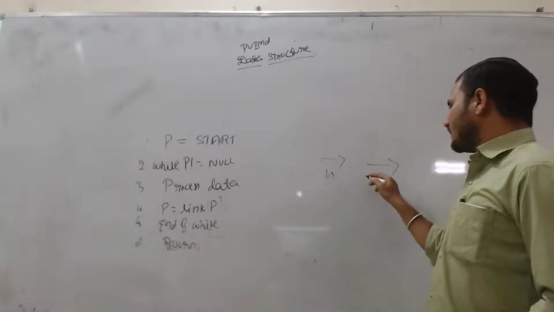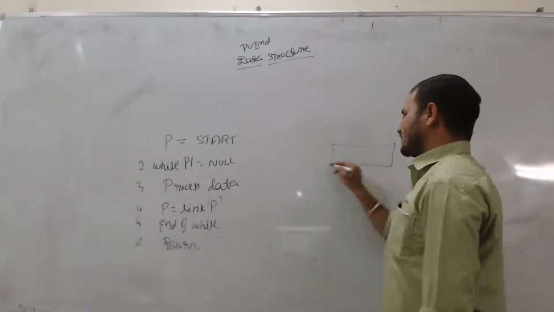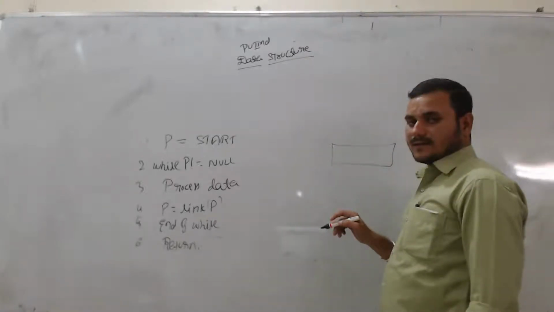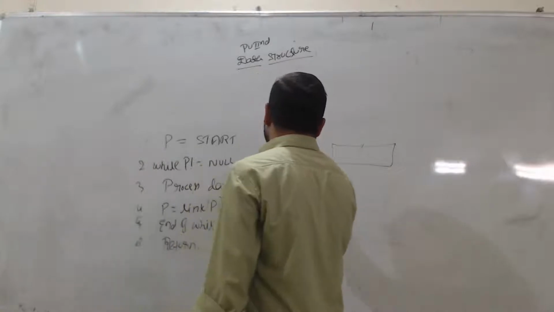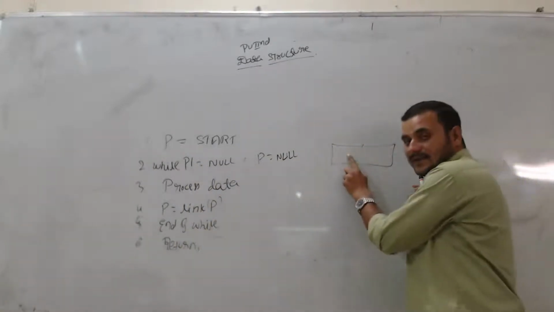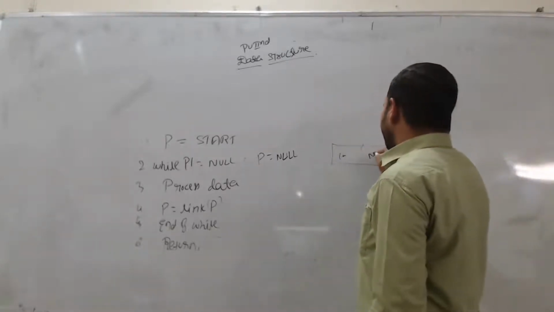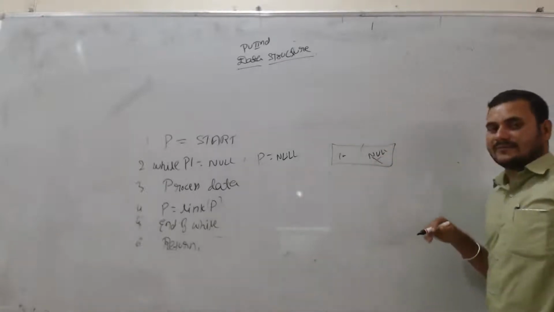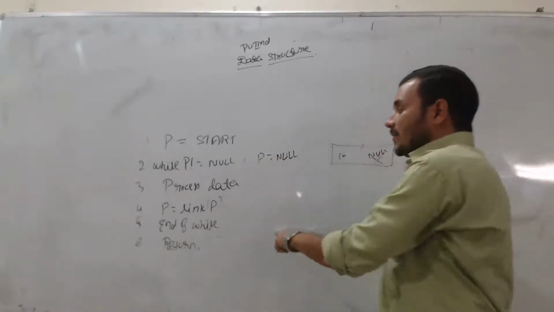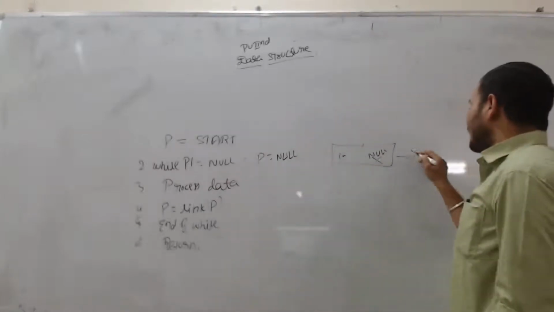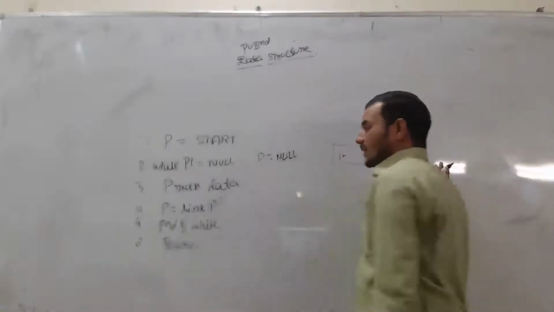For example, this is the head, and it goes on, right? If p is equal to null, it means only one node is present in the list. This is the info part, this is the null part, that is 0, or you can take an x value. So you have to take p is not equal to null, which means the remaining nodes are present in the list.